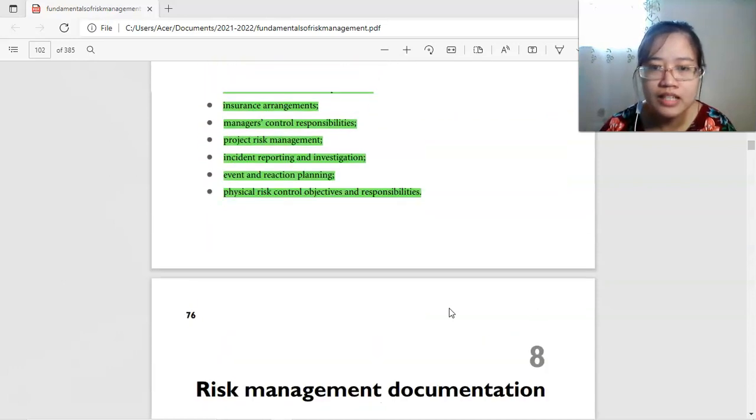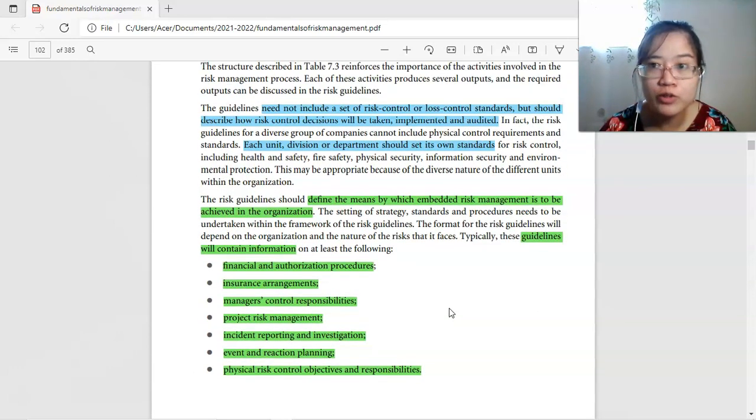Okay? So, ayan lang for Chapter 7, Risk Management Policy.